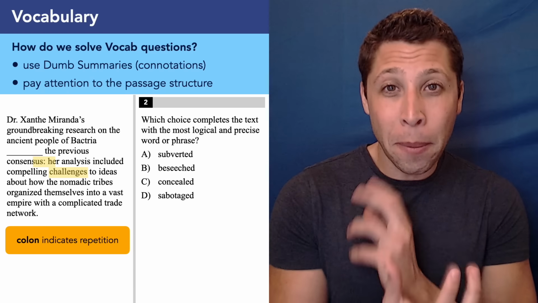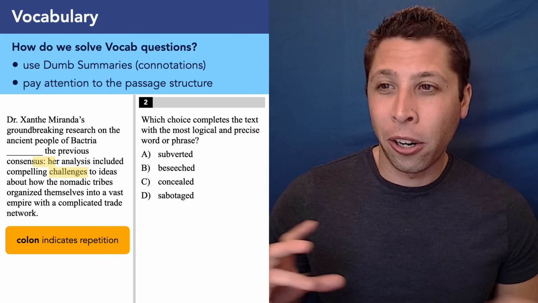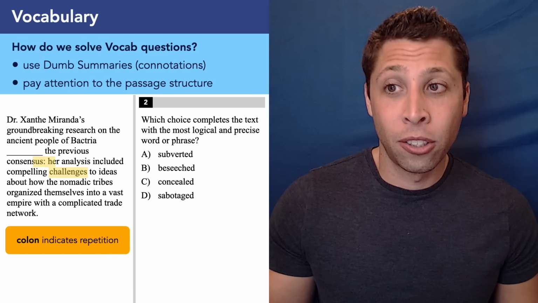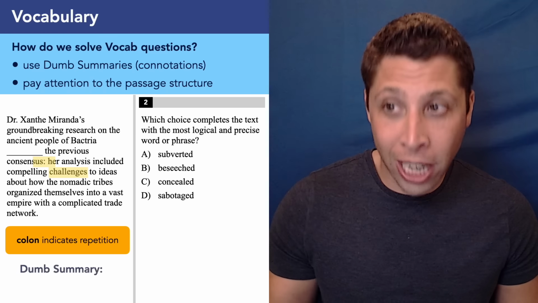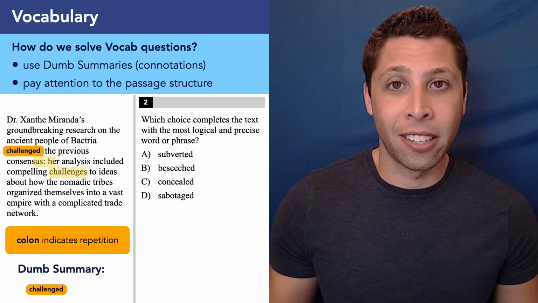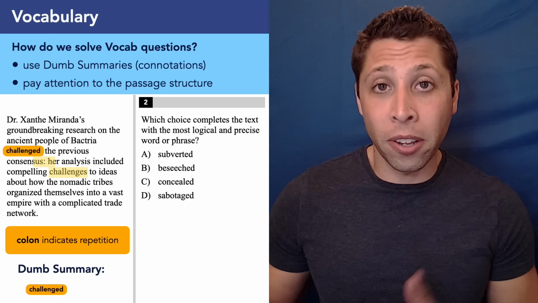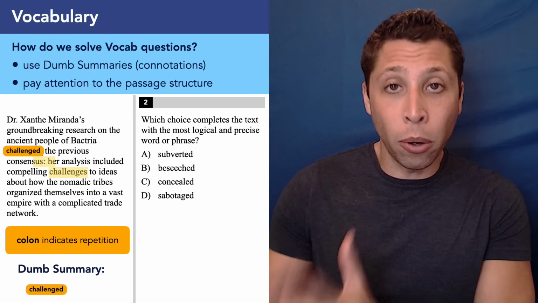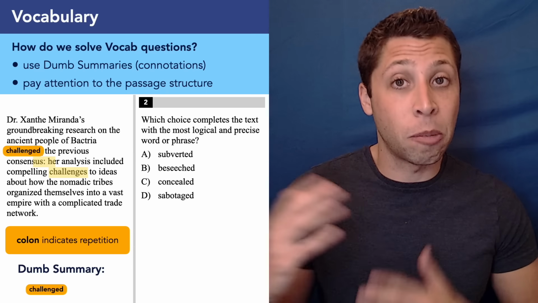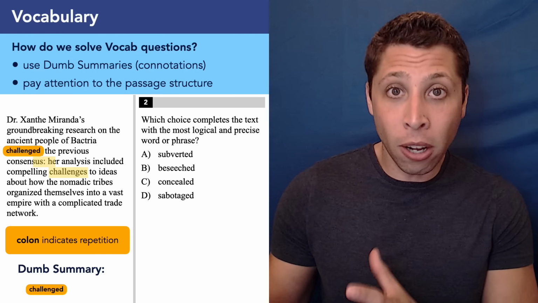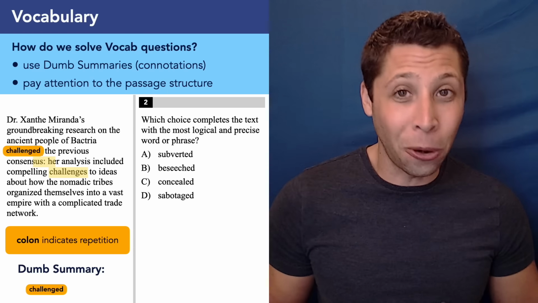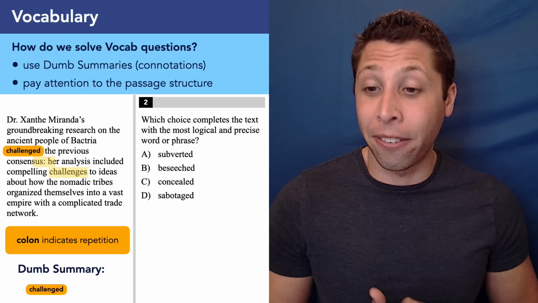So if we kind of flip it and do the second part first, her analysis included compelling challenges. So her research challenged the previous consensus, right? Again, we're stealing a word that's already there because we know we need this repetition. So my dumb summary includes that word. So we talked about dumb summaries as being connotations, but it's really also just the simple word. If we can boil this whole idea down to one word, that's pretty dumb, but that's pretty effective.